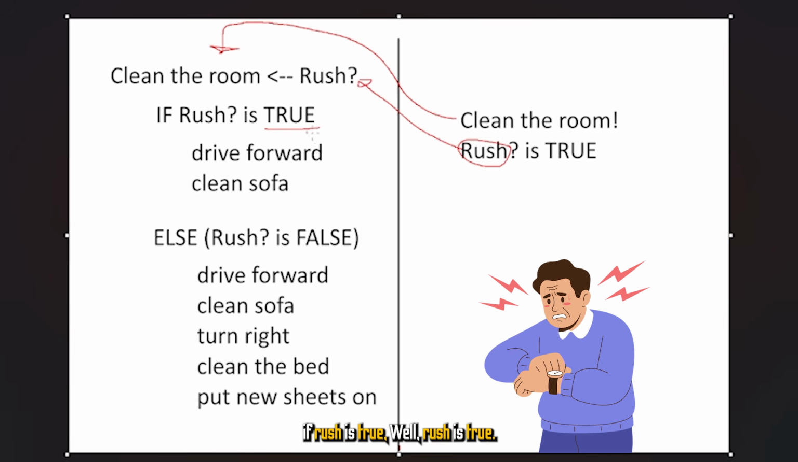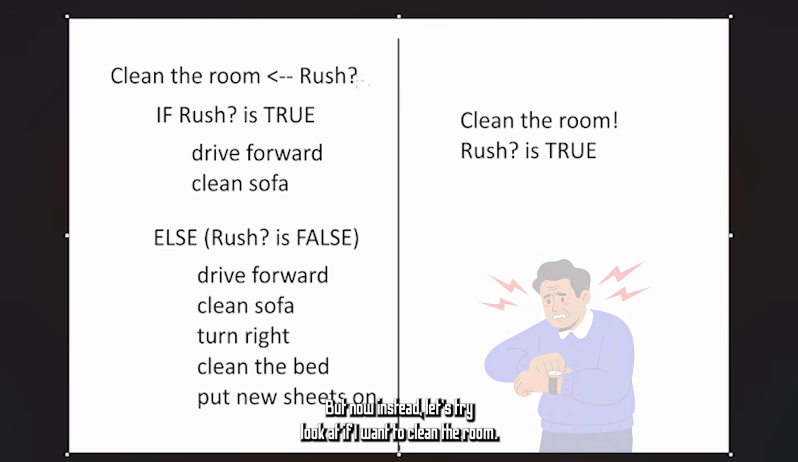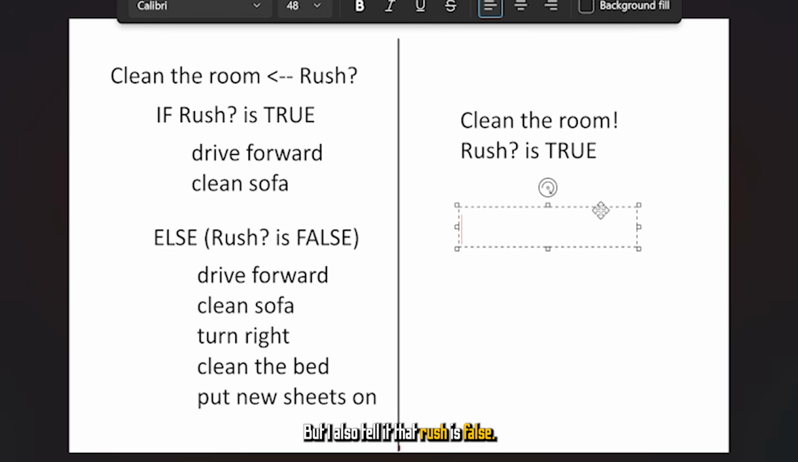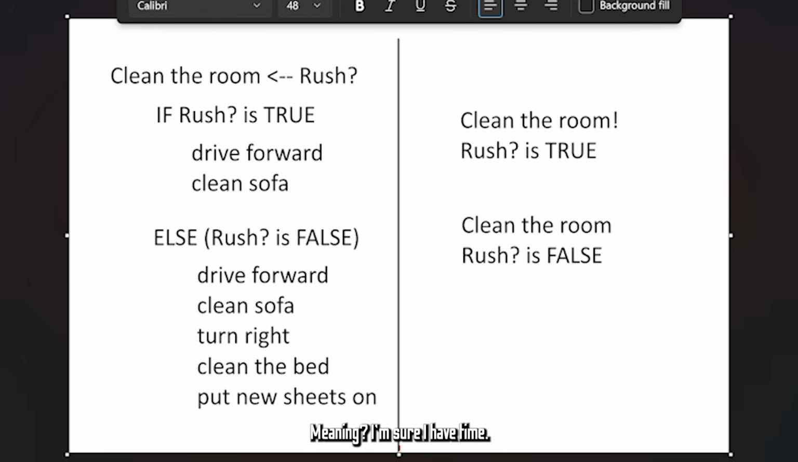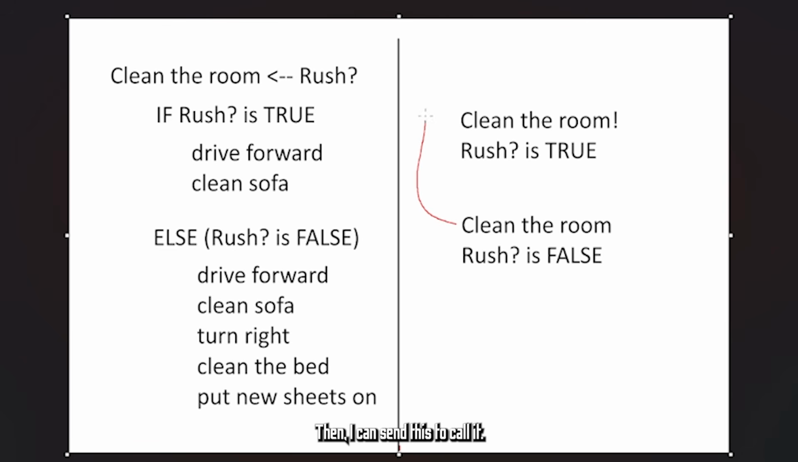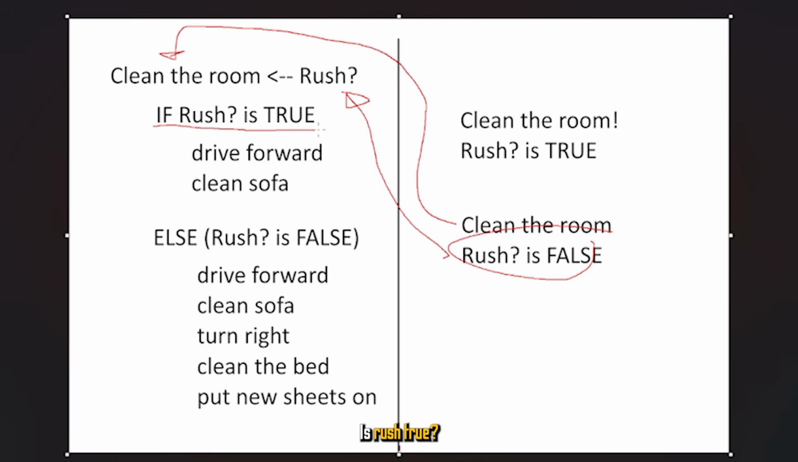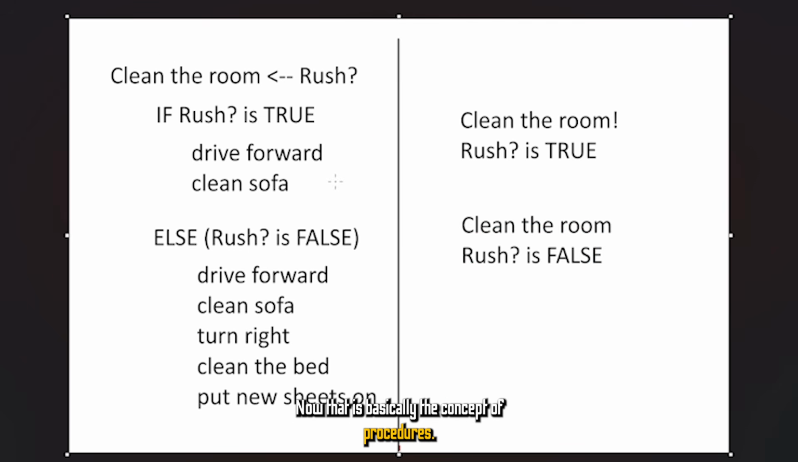If rush is true, well, rush is true, so it will run this set of commands. But now instead, let's look at if I want to clean the room, but I also tell it that rush is false, meaning I'm chill, I have time, you can take all your time. Then I can send this to call it and also input that rush is false into the procedure. Is rush true? No, it's false. So it will go to the else and it will run these codes instead. Now that is basically the concept of procedures.